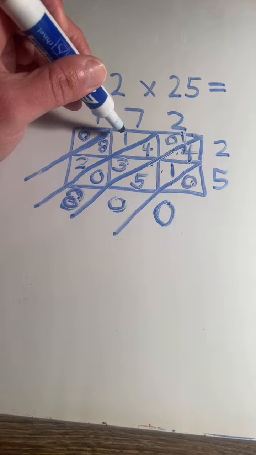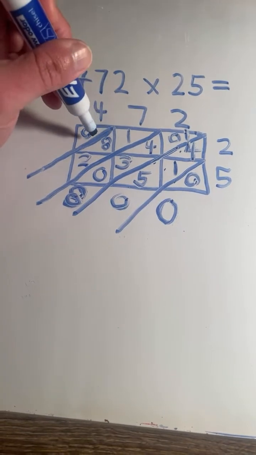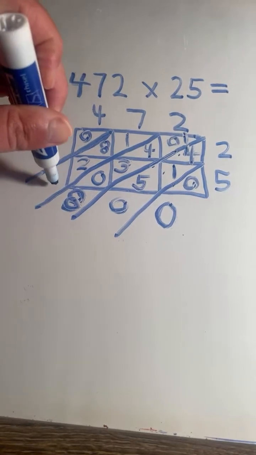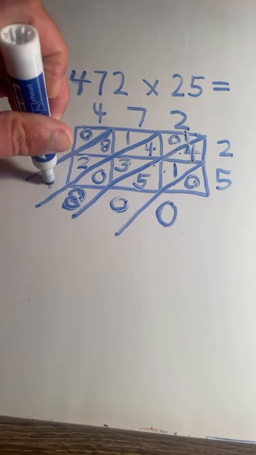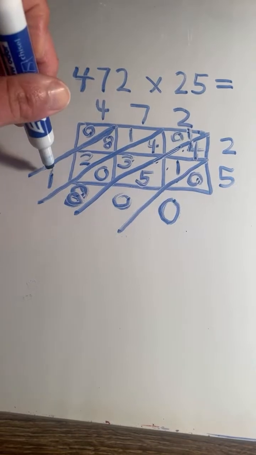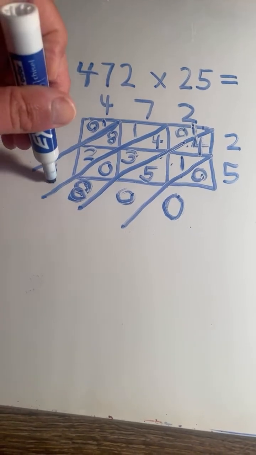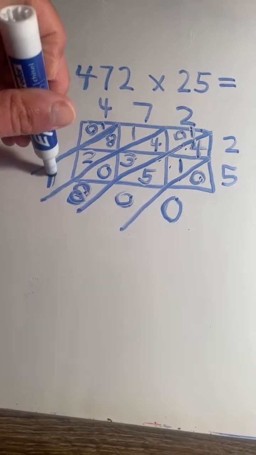Next, we add the 3 numbers that are in between these two diagonal lines here. 1 plus 8 equals 9, plus 2 equals 11. So we regroup. The 1 goes here. The other 1 gets carried over to this diagonal line. 1 plus 0 equals 1.